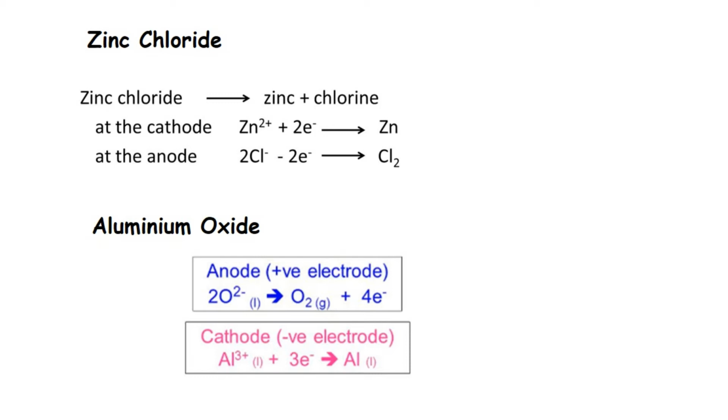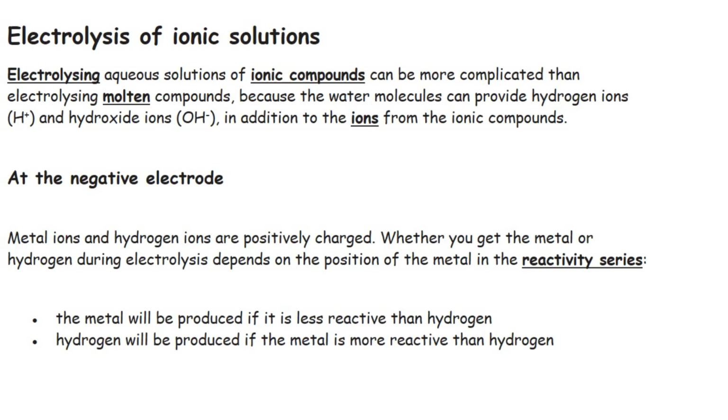Zinc chloride: at the cathode, reduction happens. Zinc ions gain electrons and form zinc. At the anode, oxidation happens, so chloride ions lose electrons and form chlorine. Similarly for aluminium oxide, at the anode, oxide ions lose electrons and form oxygen. At the cathode, aluminium ions gain electrons and form aluminium. So always remember, at the anode always oxidation, at the cathode always reduction.